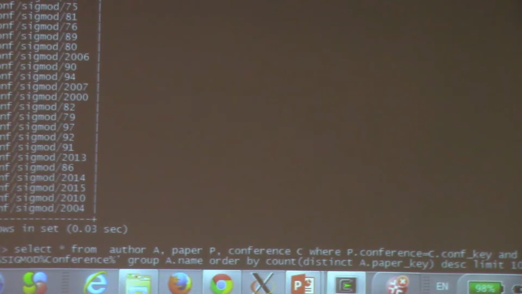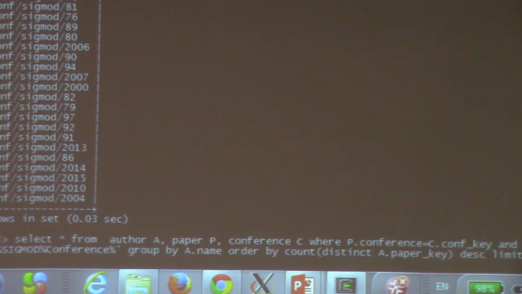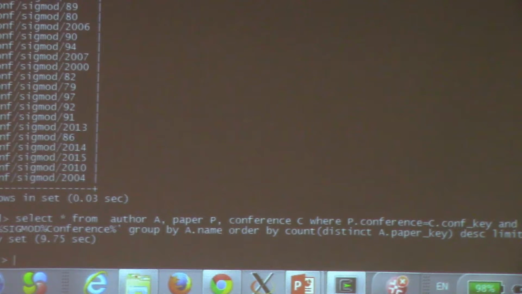Can you write without group by, or do you have to write group by? You have to write group by. That will tell. Okay? What do you think? Well, semantically speaking, this is the right syntax to write.